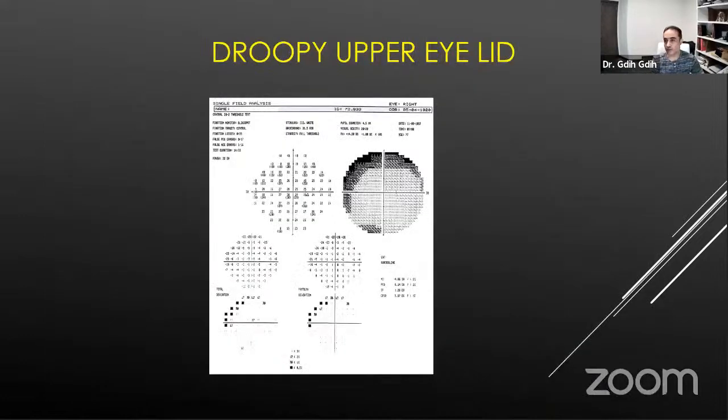A droopy eyelid, we should not forget about that. Most of our glaucoma patients are elderly and they do have senile ptosis. If that's the case, the technician should be aware of that, and they can tape their upper lid during the testing so we don't get that artifact.